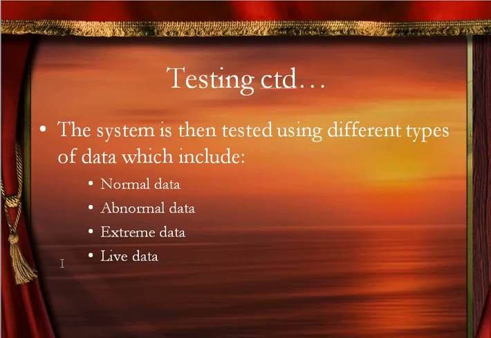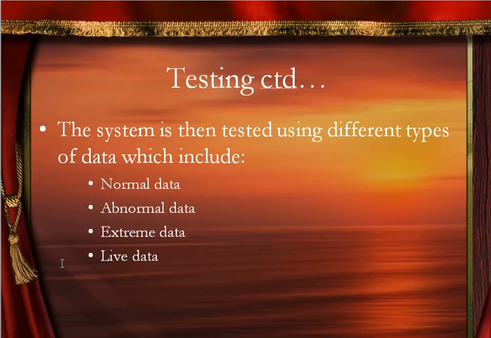Now, once all the different modules have been combined together, we do the actual testing of the system with data. Once we're testing with data, we usually have different types of data which we use. We have 4 specific types of data we use. One, we have normal data. Normal data is the data that is acceptable or reasonable and has a known outcome.